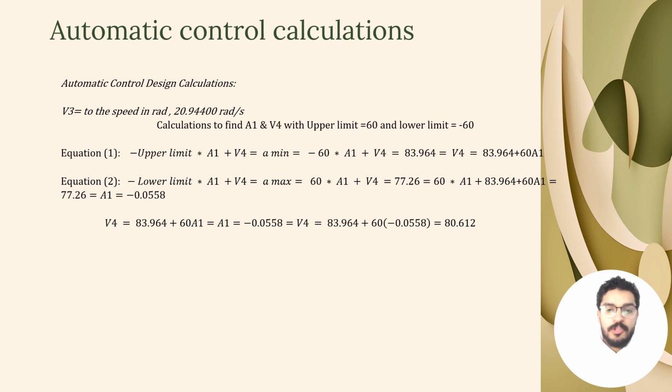When it comes to the automatic control of the conveyor belt motor circuit, calculations had to be performed to obtain the values of A1, which is the control circuit gain, and V4, which is the DC power supply added to the control circuit. The calculations involved simultaneous equations utilizing the minimum and maximum alpha values calculated in the manual control design part, and the upper and lower output voltage limits preset by the PI controller in Multisim. The substitution method was used to calculate the values of the variables A1 and V4.